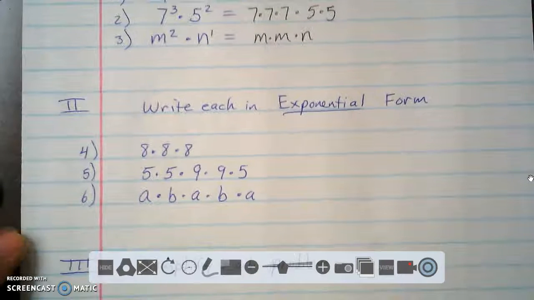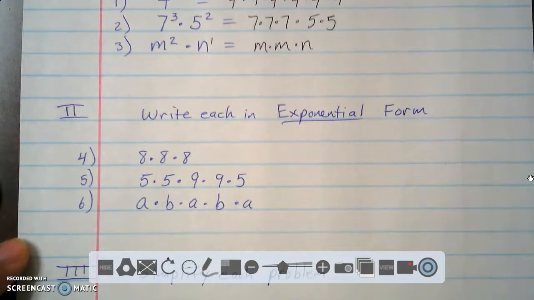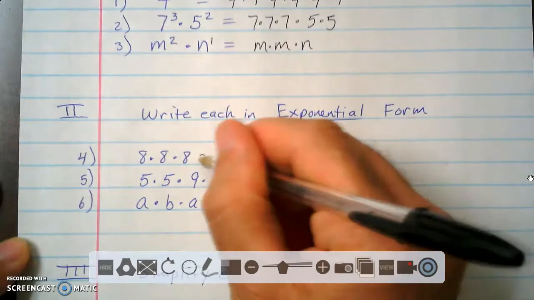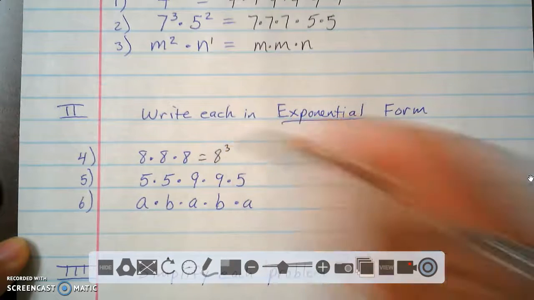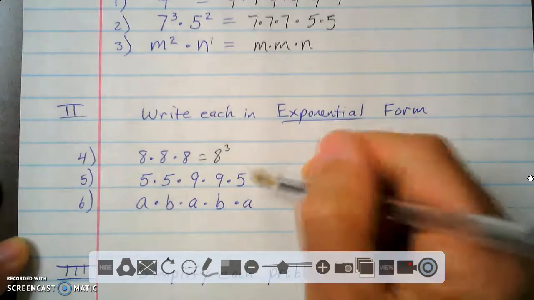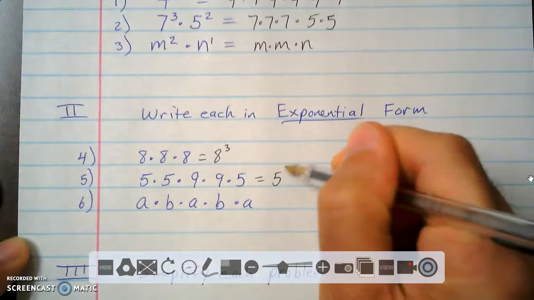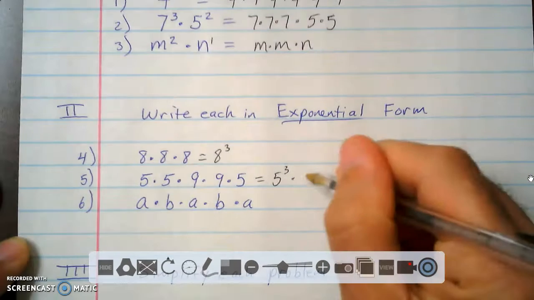The second section is just doing what you did in the first section in reverse. You're going to write each in exponential form. That means the answer will just have an exponent. If you see 8 times 8 times 8, you're going to represent that as 8 to the 3rd power. So things might be a little mixed up. Well, just count your 5s. I see 3 of them, 5 to the 3rd power times 9 to the 2nd power.